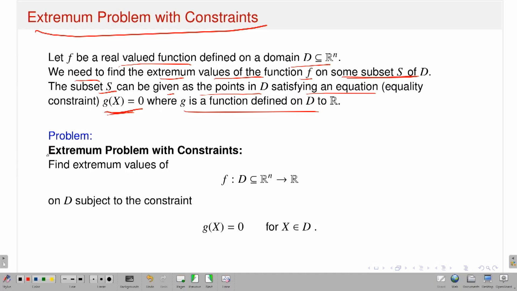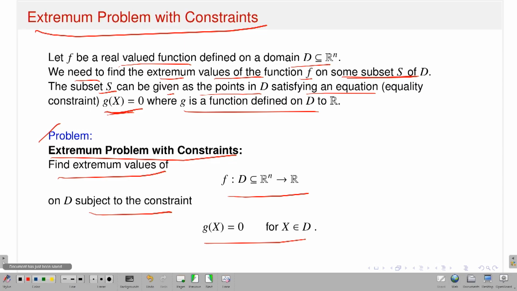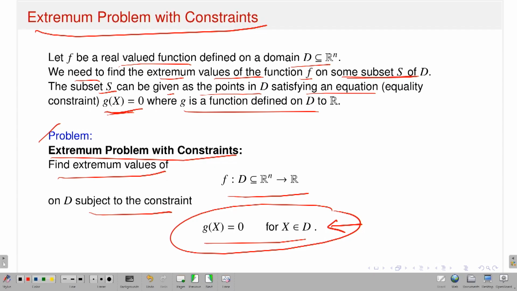So I have written the extremum problem with constraint explicitly. Find the extremum values of the function f from D, a subset of Rn, to R, subject to the constraint that g of x equal to 0 for x in D. That means I want to find the extremum values of f at those points x, and those points should satisfy this equation g of x equal to 0. That is called the constrained extremum problem, or extremum problem with constraint. This is the constraint actually; how to handle that situation?